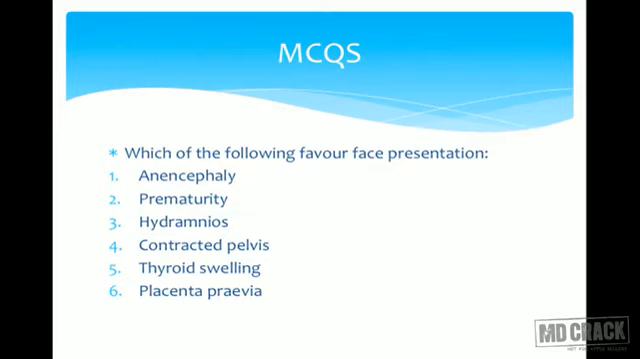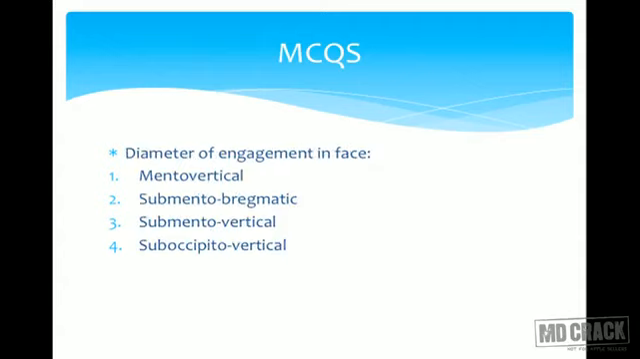So anything which avoids the baby's head to get flexed, so any mass here which is not allowing the flexion will lead to extension and thus to face presentation. So thyroid swelling, bronchocele, many loops of cord around fetal head, these all are the reasons for face presentation. So now the correct answer is anencephaly. Prematurity won't be because that will lead to prematurity. Breech presentation is common. Hydramnios will also not give rise to face presentation. So contracted pelvis, thyroid swelling and anencephaly are the right options.